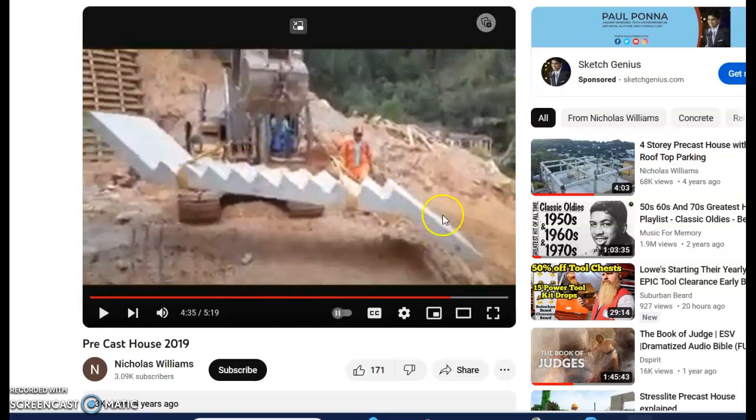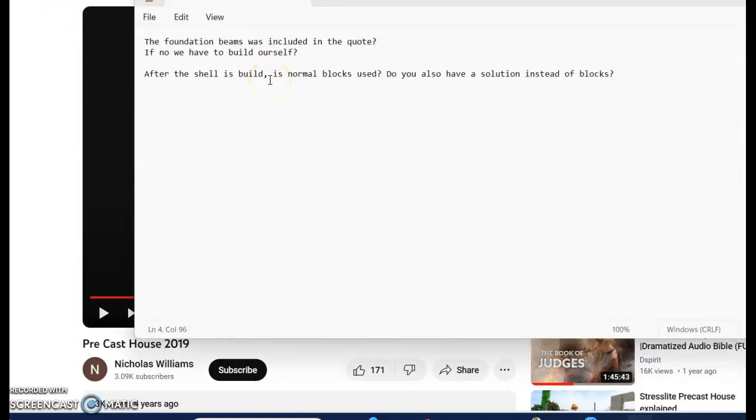Yeah, I think it's clear with the stairs. So these are the questions. I'll post them also in the email. The first question is about the foundation beams. Was it included in the code? If not, do we have to build them?